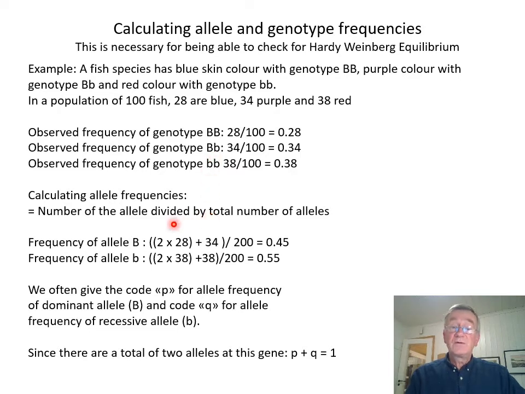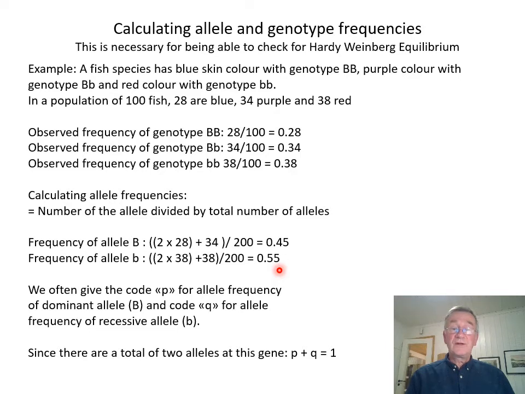So 28 times 2 plus 34, and we divide it by the total number of alleles, which is 200. We have 100 individuals, and each individual has 2 alleles. So 200, and that is 0.45. That is the frequency of allele large B, capital B. The same method we apply for the frequency of the small allele, the allele small b, which will be 0.55.